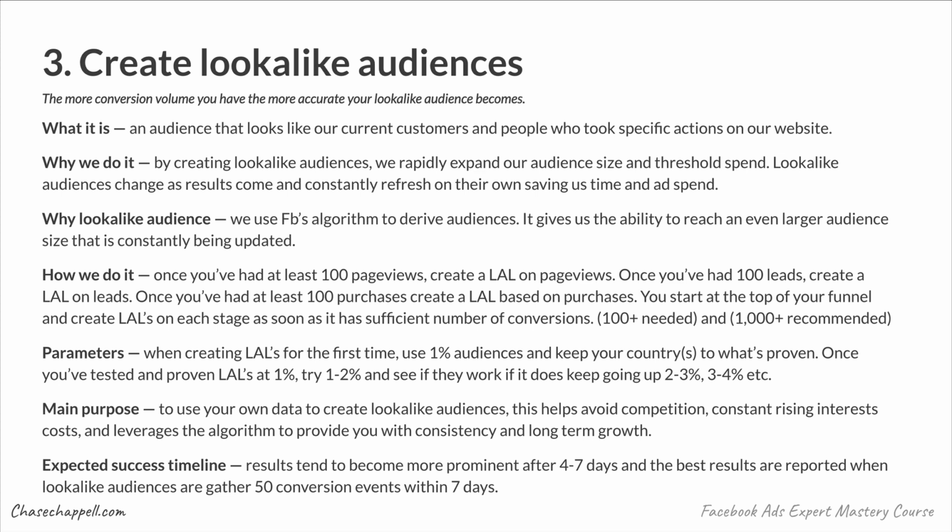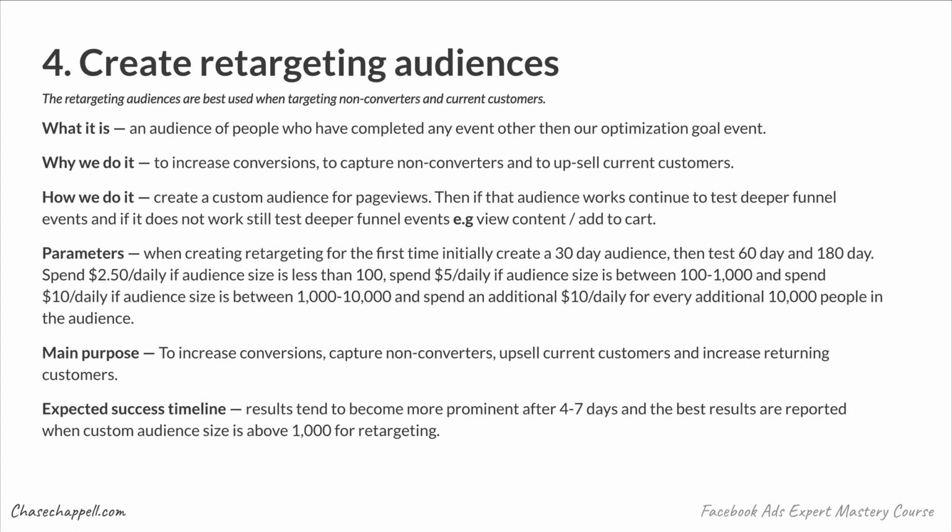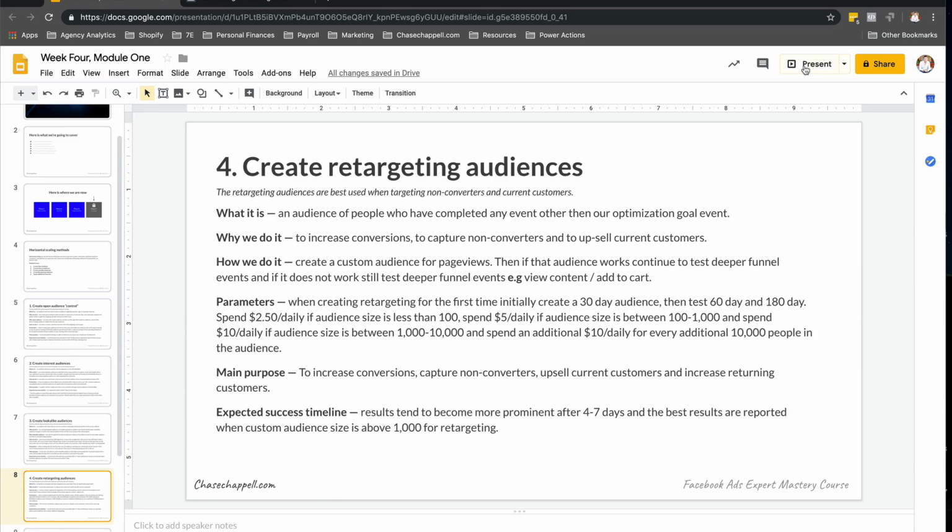Now, if you get under 50 conversions, that's totally okay too, because you can still get a lot better results than you would with other audience types. But as you know, the more conversion volume you have, the more accurate your lookalike audience becomes. So you want to shoot for that 50 conversion events if you can. And number 4, we'll also cover lookalikes.